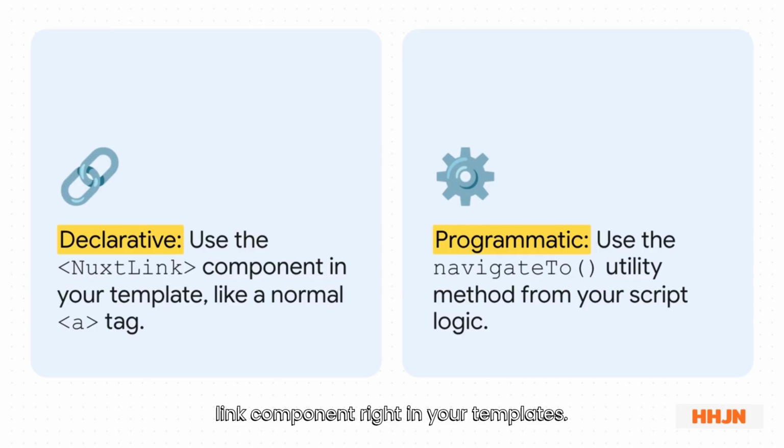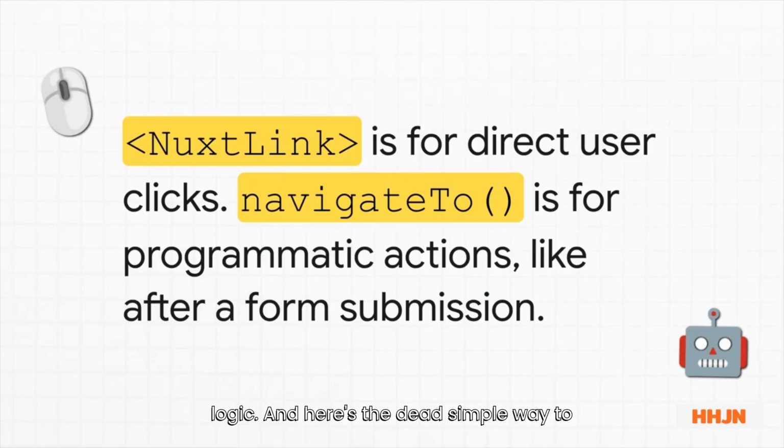You use the NuxtLink component right in your templates. It's basically a superpowered version of a normal link tag. The second is the JavaScript way, using a function called navigateTo in your script when you need to trigger navigation based on some logic. And here's the dead simple way to know which one to use.